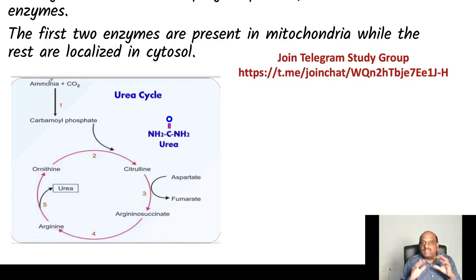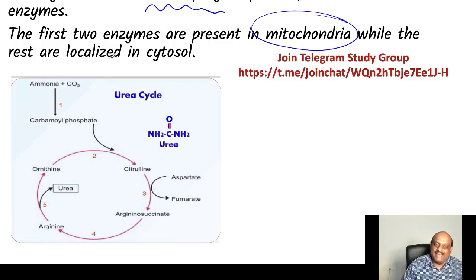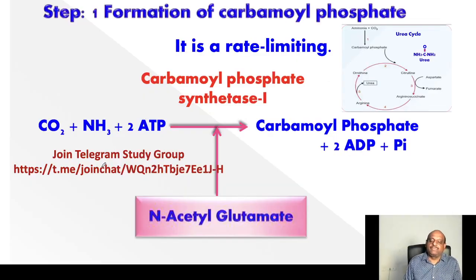So basically urea synthesis, you need to remember because it is a 5-step cyclic process with 5 distinct enzymes. And 2 enzymes are in mitochondria and the remaining 3 are in cytosol. A commonly asked question in the exam: what are the enzymes of the urea cycle in the mitochondria? What are the enzymes in the urea cycle which are there in the cytosol? You need to be very sure about this.